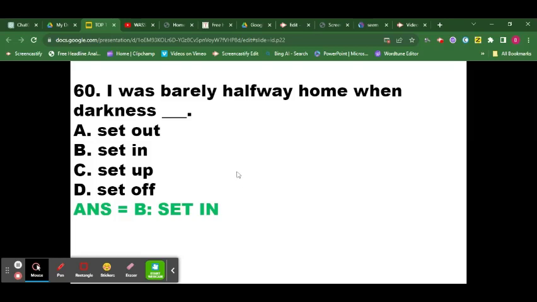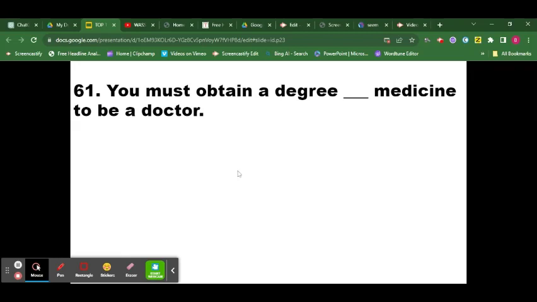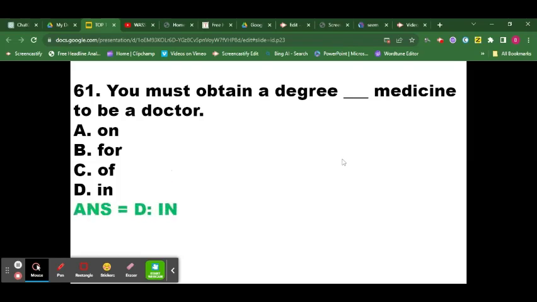Question number 61. You must obtain a degree dash medicine to be a doctor. A, on. B, for. C, of, and D, in. Can you say a degree on medicine? Certainly not. The correct option is D, in. A degree in medicine. Okay, a degree in medicine. So that is the way it is.